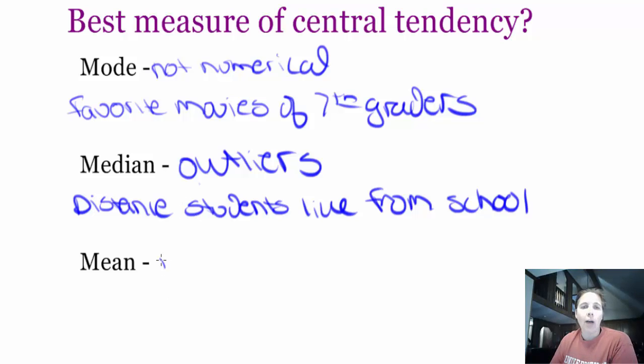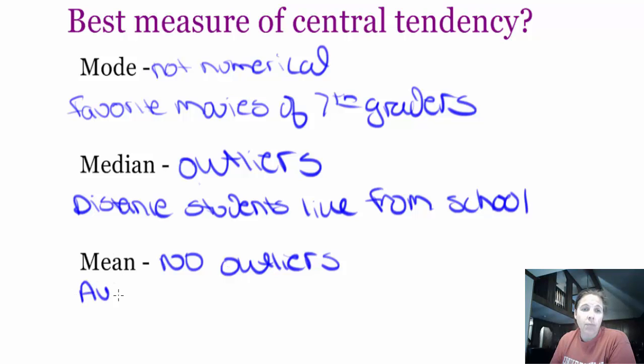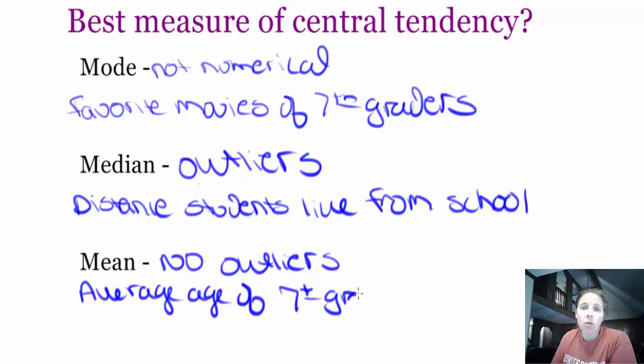Mean is if there are no outliers, because remember, outliers really affect the mean, the average. So whenever there are no outliers, that's when you would do the mean. So maybe the average temperature or the average age, that might even be better. Average age of 7th graders, because most 7th graders are around the same age. There's not normally a lot of outliers there, depending on what school you're at. Okay, so those are some examples.